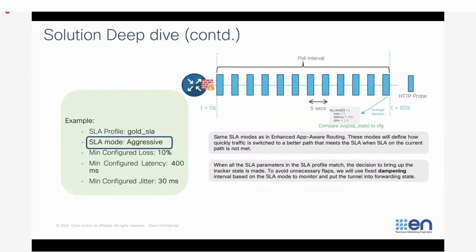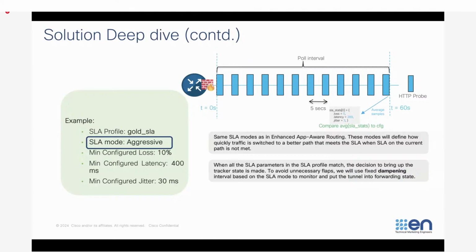So for us to say that the SLA is met, the loss should be less than 10% on this tunnel, and latency should be less than 400 milliseconds, and jitter should be less than 30 milliseconds. It's an AND condition, so all of these should be met. Now, once the SLA is met, the decision to bring up the tracker state is made.